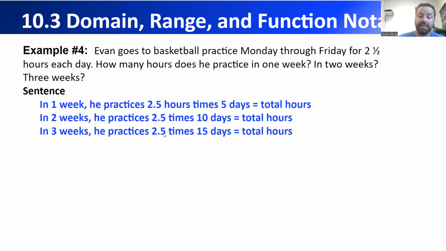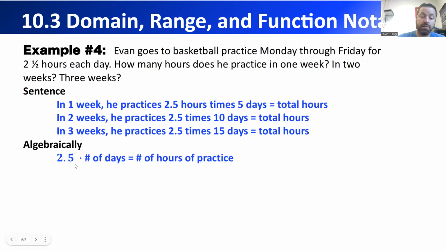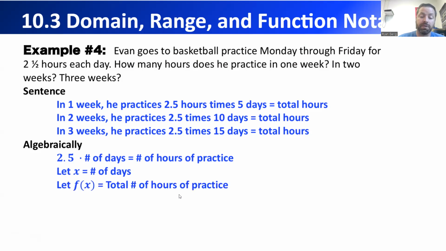2.5 is consistent. It's in there every single time. Total hours is consistent. The number of days changes. Okay, so algebraically, we're looking for what changes and what stays constant. So 2.5 stays constant, so I'm going to leave that there. Times the number of days, and that equals the number of hours. So the number of hours is going to change, right? And the number of days is going to change. But the total hours is dependent on the number of days, which is the x value. So we're going to say x is the number of days, which means f of x, or the y value, is the total number of hours of practice.